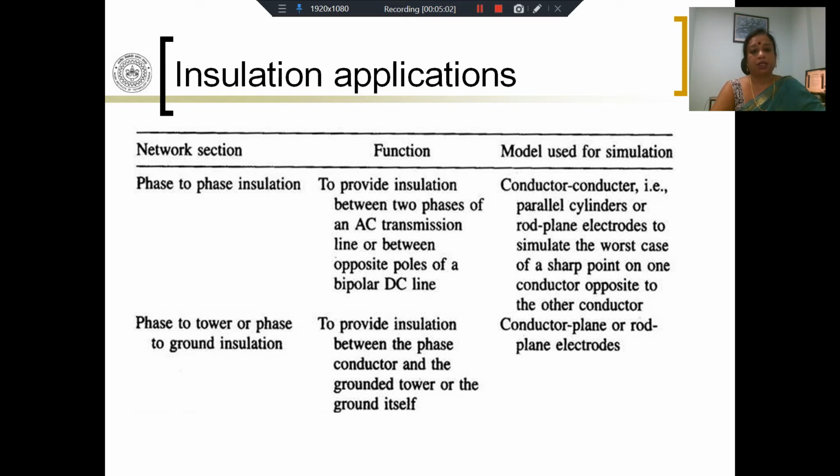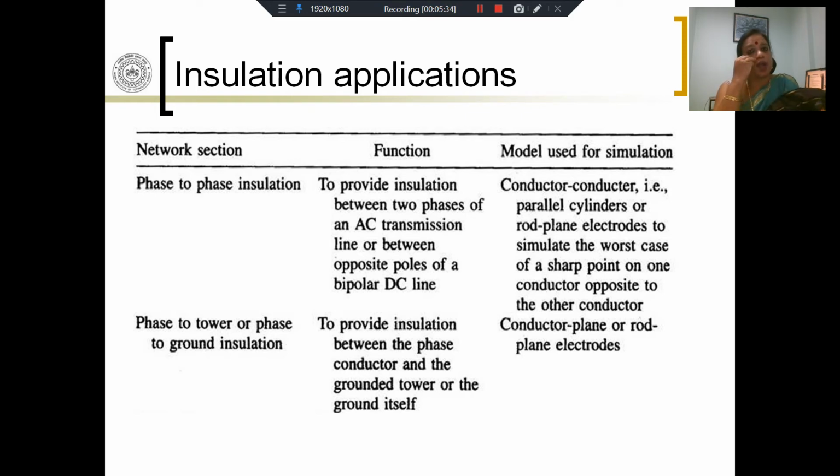Let me do a quick recap of what we have studied so far. We have first considered gas. We have considered the processes by which, on the application of electric fields, charged particles can be produced in a gas, because for a gas to go from insulating to a conducting medium, or for gas to break down, the first thing that you need is adequate quantities of charged particles. So we have talked about the various ionization processes by which charged particles are produced.